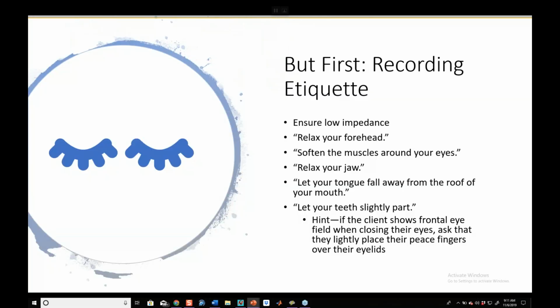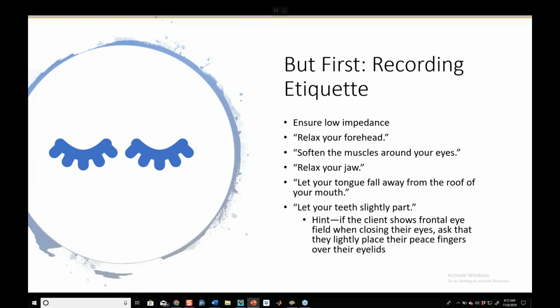And so ABCs to begin. You all know this, but recording etiquette. When we acquire an EEG, I recommend that you have a script that is rote and something that you say every time to everyone, regardless if it's their first session or their 100th session. People like consistency, and they like to know what to expect. And so my script is, so go ahead and relax the muscles around your eyes, relax your forehead, allow your tongue to slide away from the roof of your mouth, and allow your teeth to slightly part.